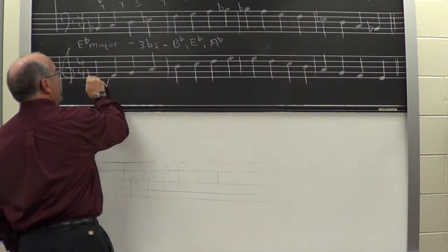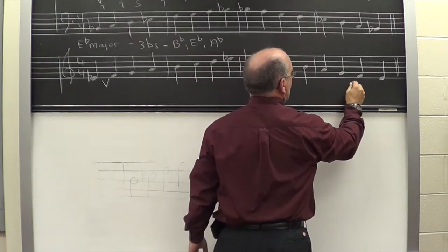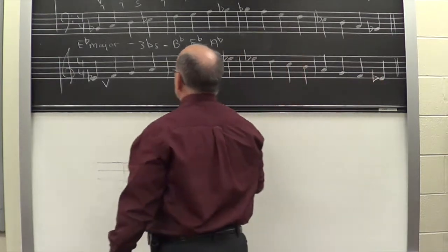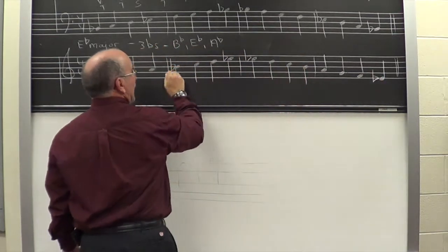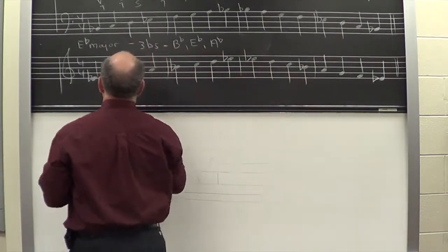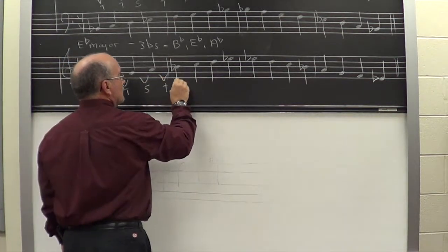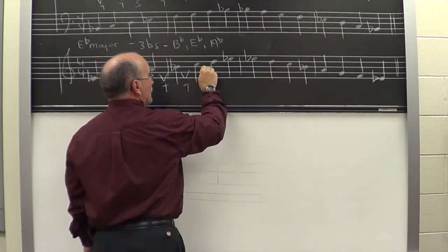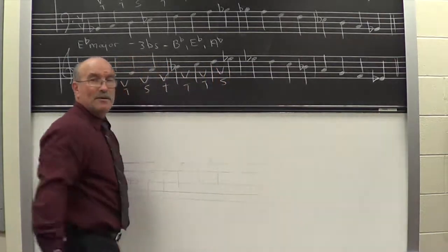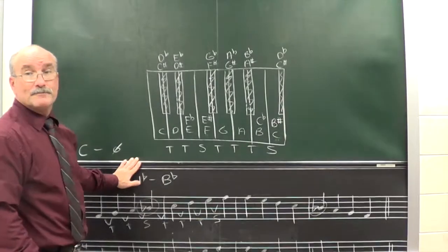So this is called E flat major, so we already know it's going to have E flat. We already know it's going to have B flat. All we have to find out is, is the missing flat going to be A flat? So tone, tone, semitone, tone, tone, tone, semitone. Well, let's look at our keyboard and figure it out.